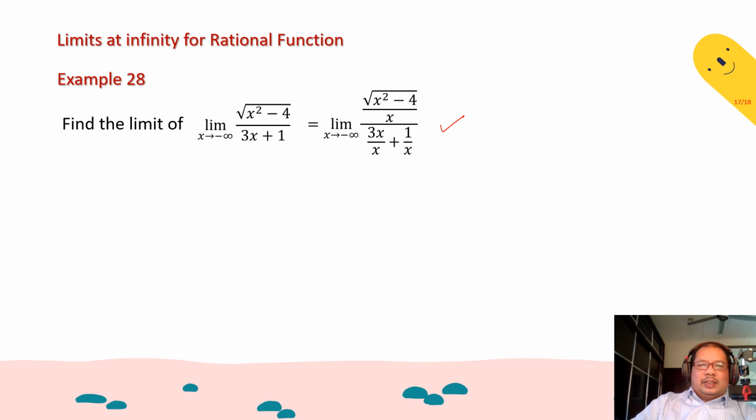But you must know that x approaches negative infinity. When x goes to negative infinity, the value of x is negative. Now, x in the numerator is outside, and we want to put the value of x inside the square root.